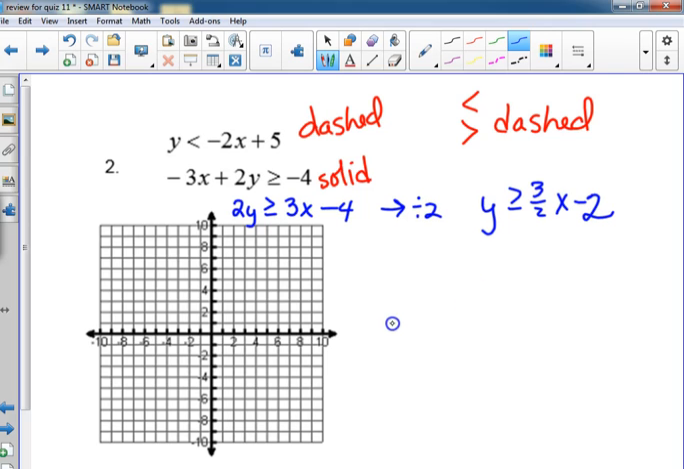Honestly, the ones on the quiz, I think they're both in y equals form, so I'm not worried about that. I'm more worried that you can shade in the right places and stuff. So these are easy. The first one starts at 5 and it's going down 2 and over 1. And it should be dashed. Is that what we decided?